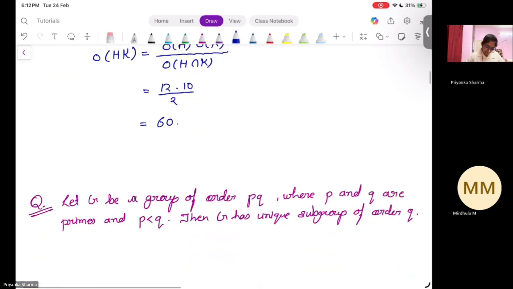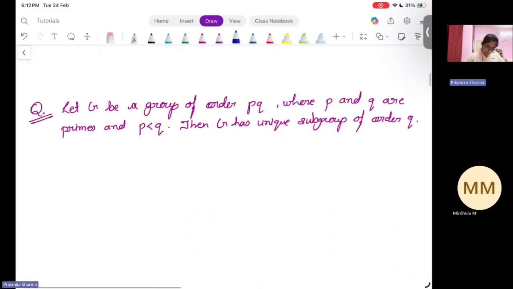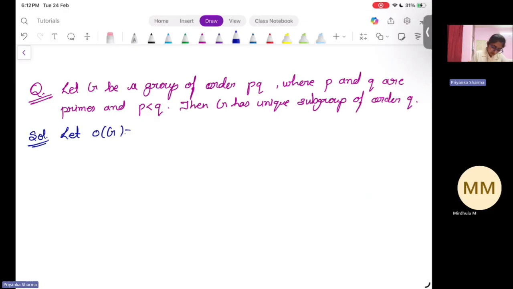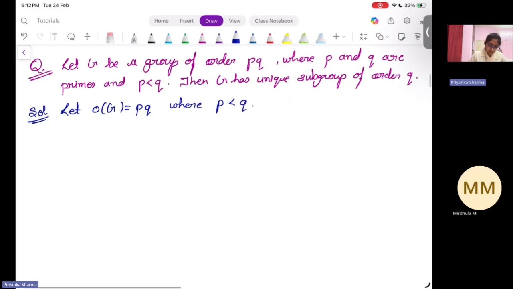Now consider the second question. Let G be a group of order PQ, where P and Q both are prime numbers and P is less than Q. Then G has a unique subgroup of order Q. How to do this? Let order of G be PQ, where P is less than Q.